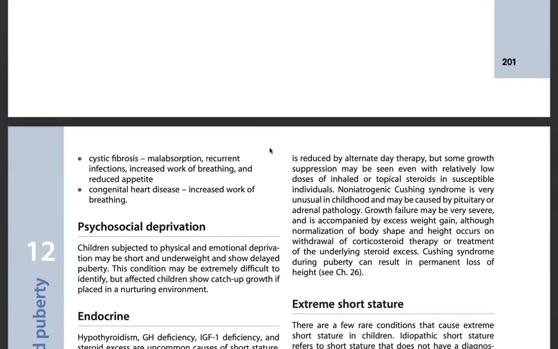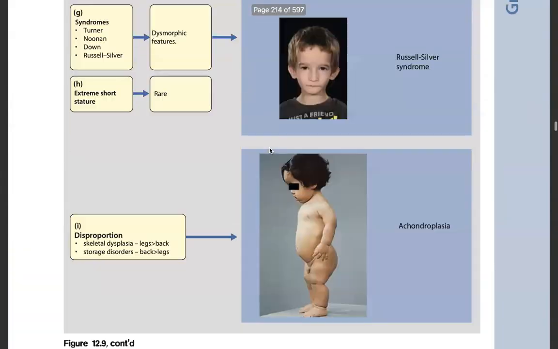Cystic fibrosis: malabsorption, recurrent infections, increased work of breathing, and reduced appetite. Congenital heart disease: increased work of breathing.